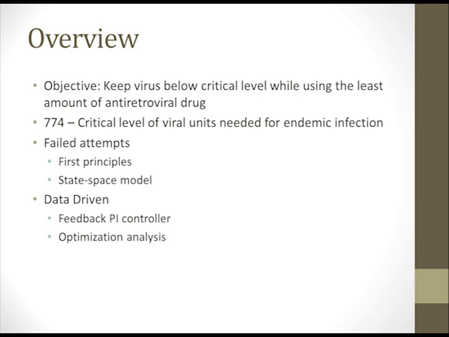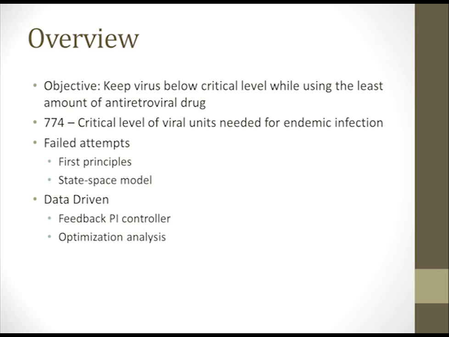Like Jeff said, our objective is to keep the virus count in infected patients' blood below the critical threshold that will cause the development of AIDS. We found from the literature that the critical number is about 774 virus count. We wanted to keep it well below that, so in all of our controller and optimization techniques, we made sure to keep the maximum virus count below about 350 as a safety factor.